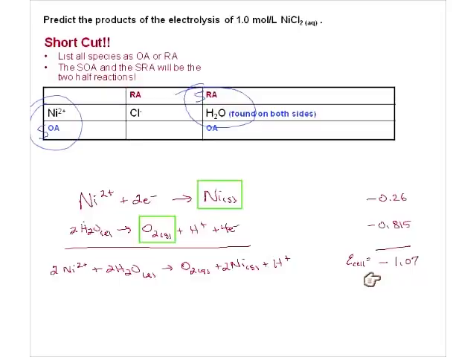Okay. Here's another example then. This one says predict the products of the electrolysis of sodium chloride. Okay, so this is different than what Davy did. Davy actually melted the sodium chloride to make it molten, 800 degrees Celsius. We're not going there. We're going to take some sodium chloride at room temperature, and we're going to make a 1 mole per liter solution of it.